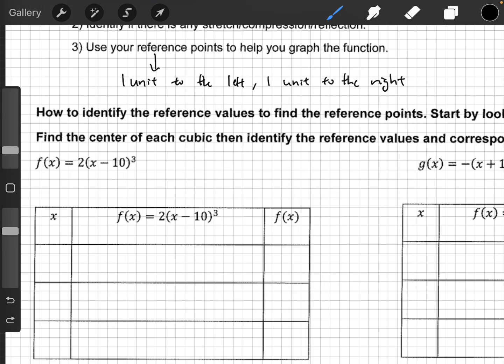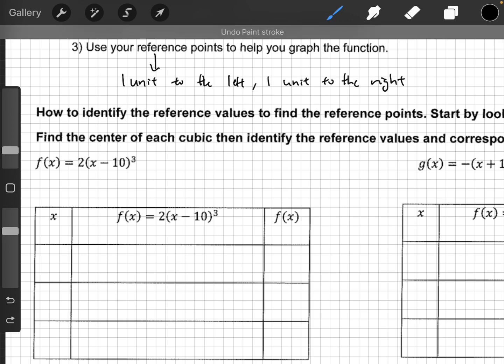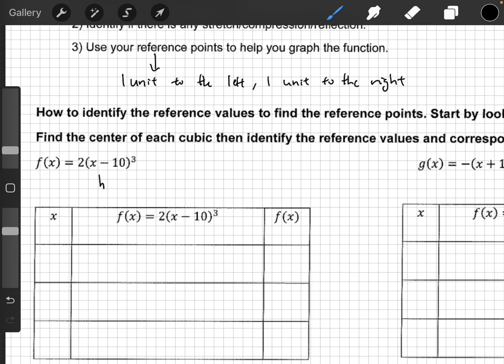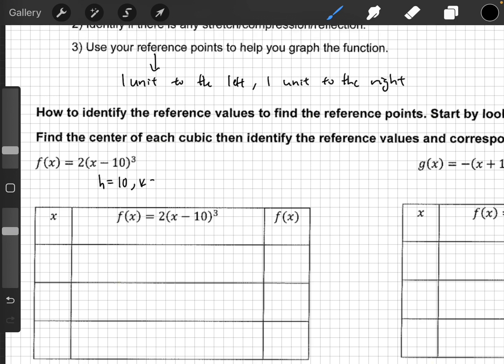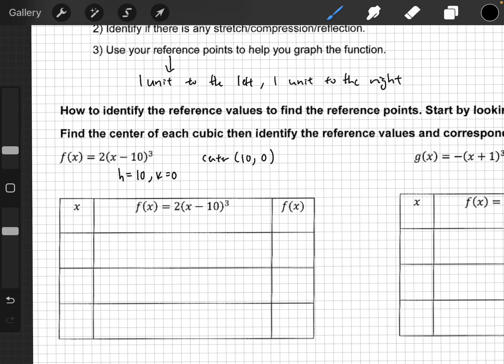So first, let's identify the center point. We see this here. It tells us that our h value is 10. There's nothing where the k would be, so we know that k is equal to 0. So the center is at positive 10, 0.